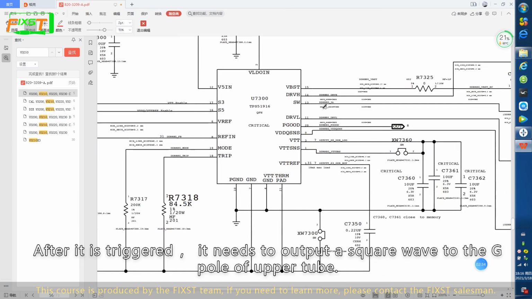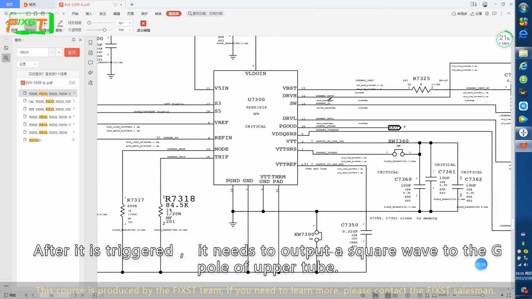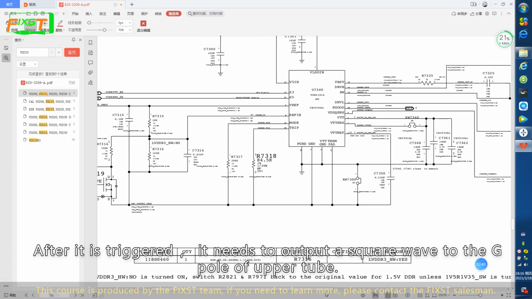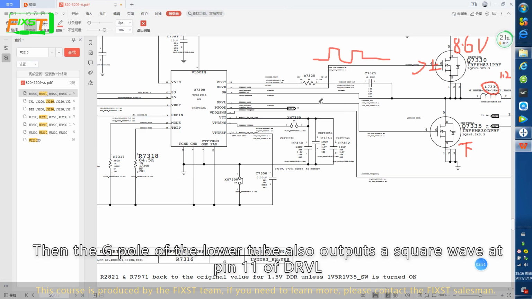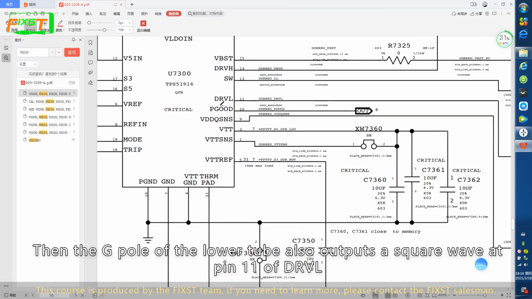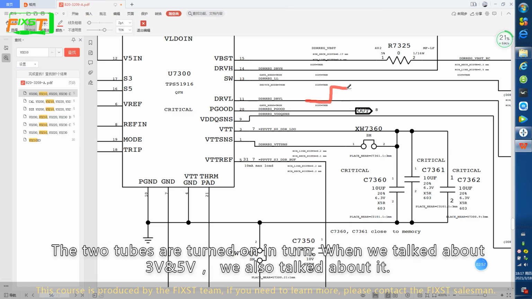After it is triggered, it needs to output a square wave to the GPO of the upper tube. Then the GPO of the lower tube also outputs a square wave at the pin 11 of the DRVL. The two tubes are turned on in turn.